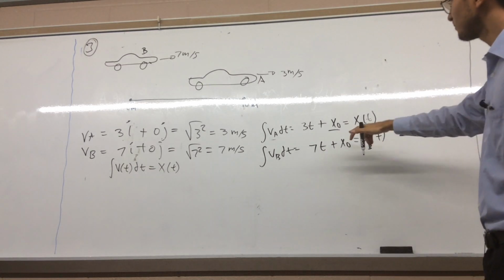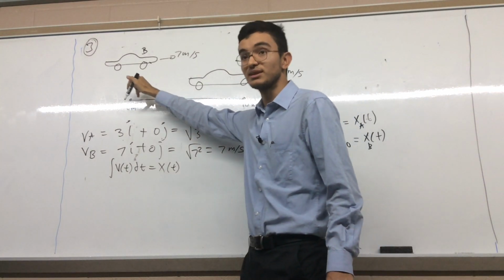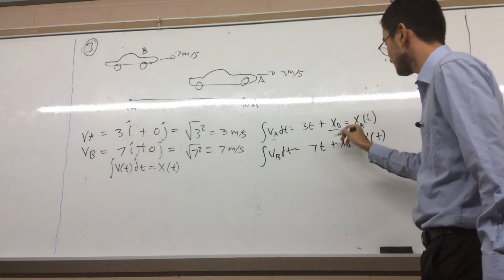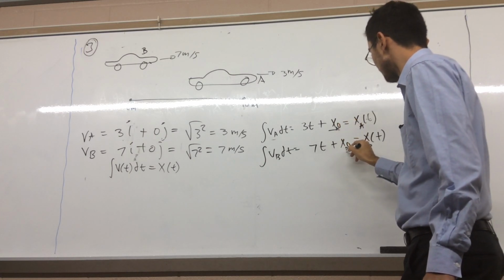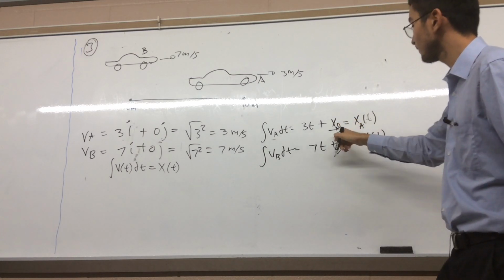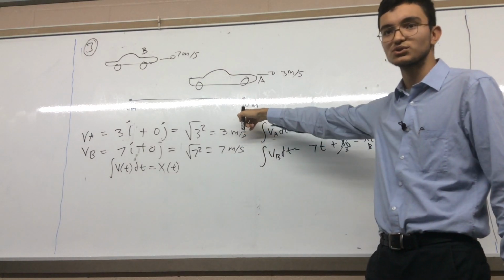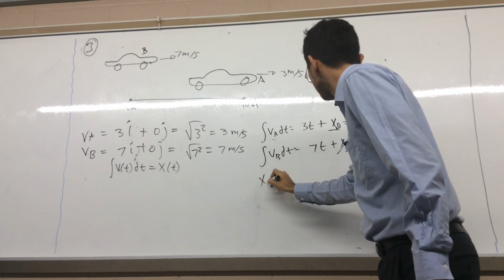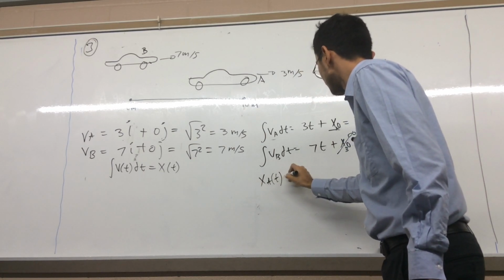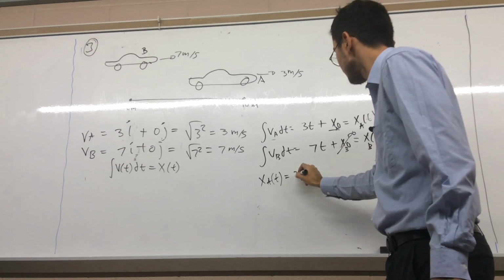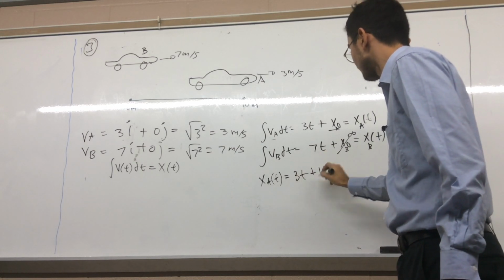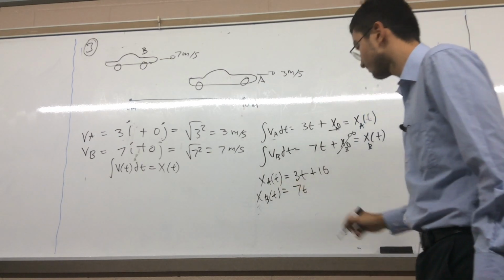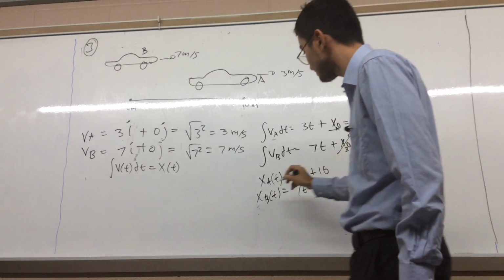Now, what are we told about the initial position of car B? It's 0, right? So this is xA0, and this is xB0. xB0 is 0. And what about xA0? What is the initial position of A? It's 10 meters. So we can rewrite this: the position function of A in terms of t is 3t plus 10, and the position function of B is going to be 7t. And then we set these equal to each other, because these are the position functions.